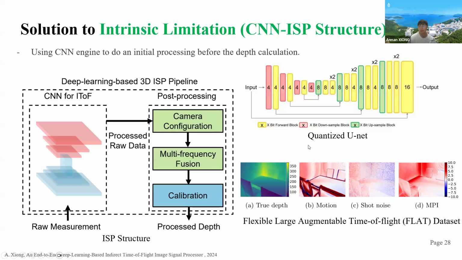We use a quantized UNet to carry out this task. In this UNet, most of the layers are quantized to 4-bit and 8-bit, except the final layer. This UNet is trained with a flexible, large, augmentable time-of-flight dataset. This dataset includes true depth ground truth, motions, shot noise, and multipath interference in a simulation environment.